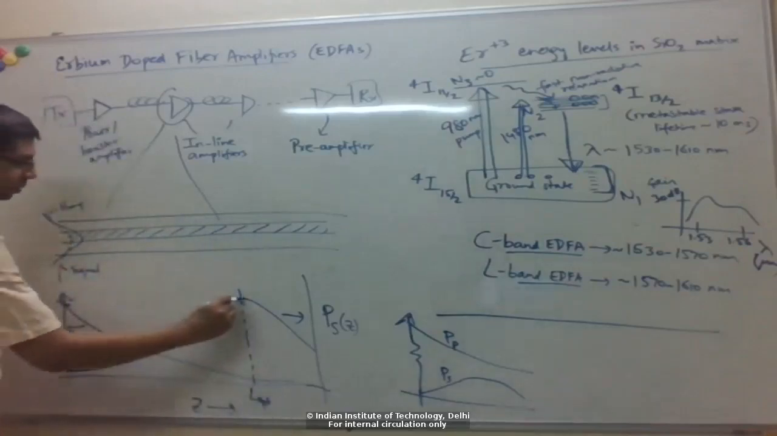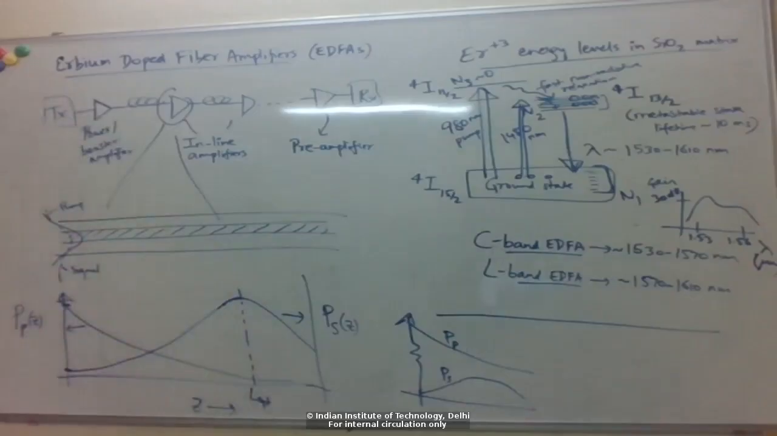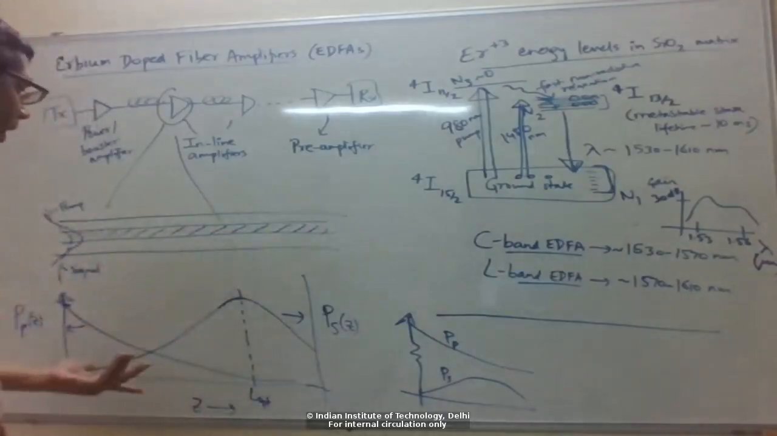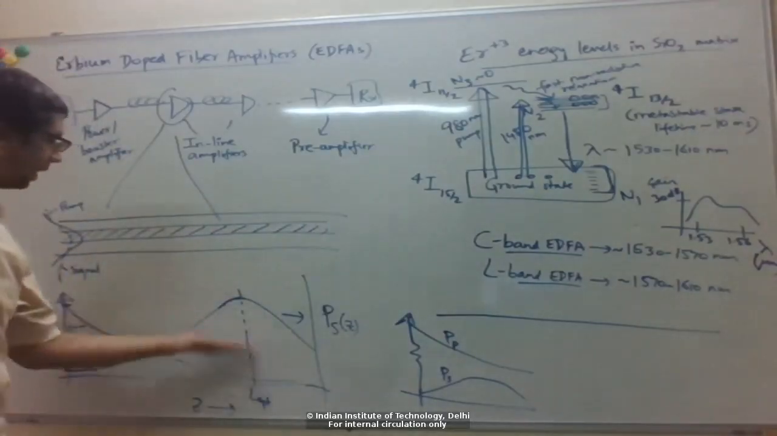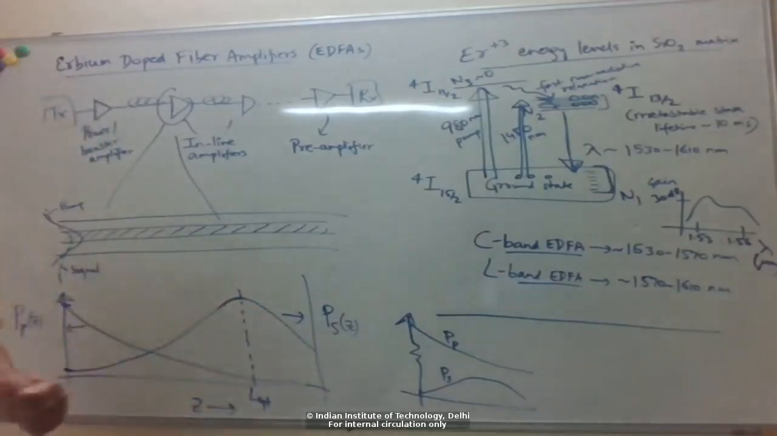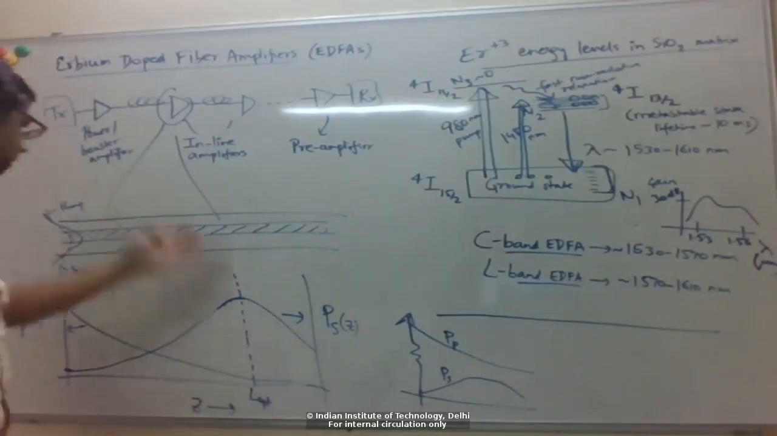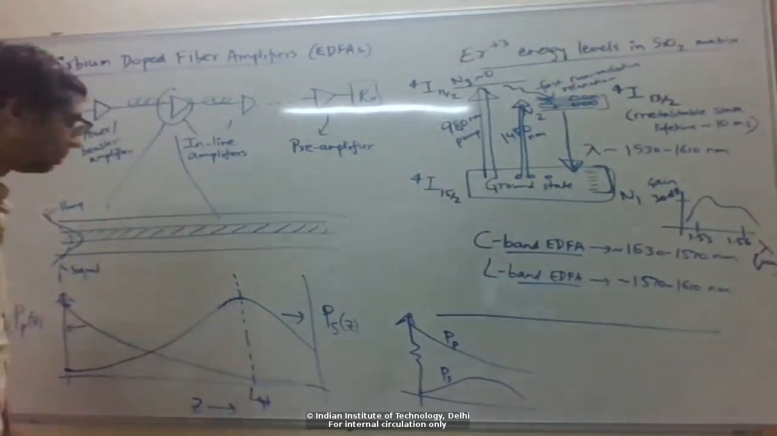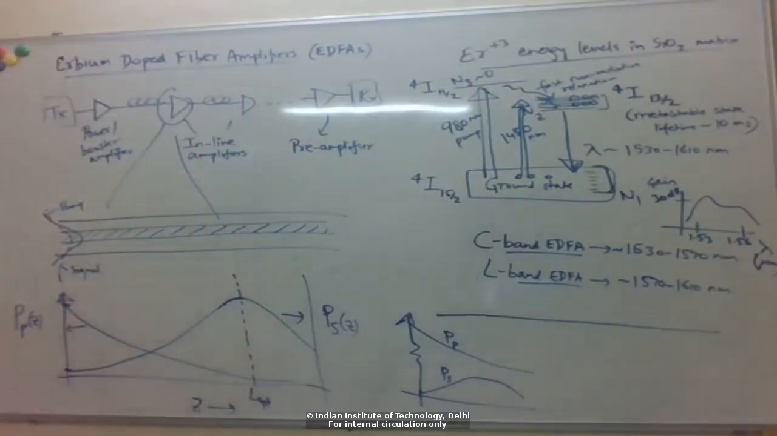Anyway, there is an optimum length of the fiber which will give me maximum gain. Because of pump depletion, it's not that if I just keep using longer lengths of this erbium-doped fiber, I'll get more and more gain, because after some point the pump gets depleted and the signal also starts getting absorbed. So there is always some optimum length, given other parameters like input pump power, which will give you the maximum. This optimal length typically lies in the range of a few meters or tens of meters.